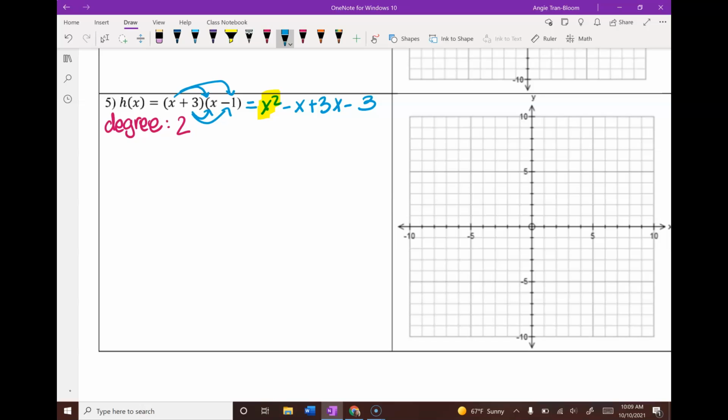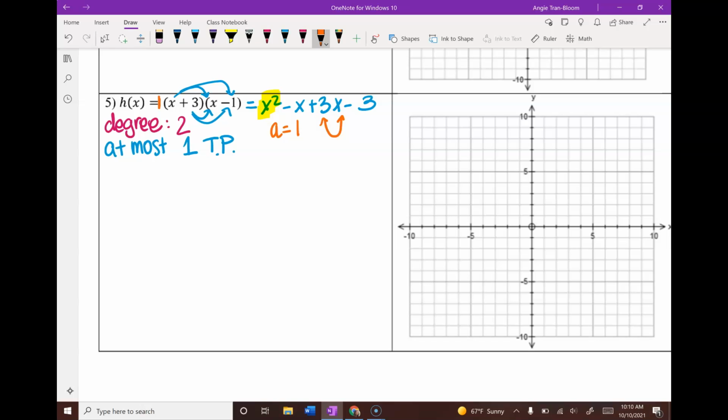Now, because we know the degree is 2, we know that we would have at most one turning point, okay? One TP, one turning point. That will help us out because if we know the a value is in the front, since we don't see a value in the front, students, it means that it's going to be 1. And that's a positive value. With a degree of 2 and a value of 1, we know it is going to be a parabola opening upward.